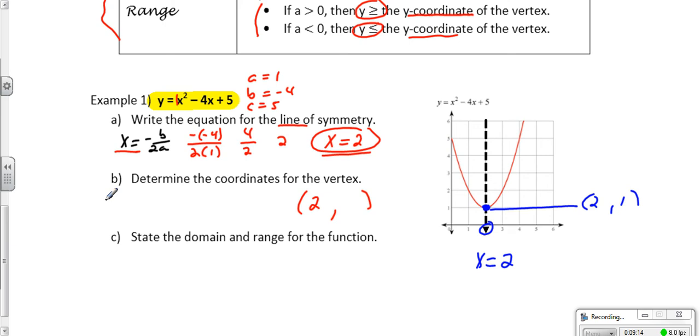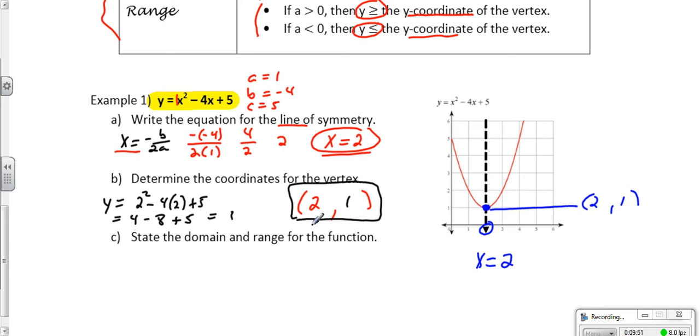we will get y equals 2 squared minus 4 times 2 plus 5. 2 squared is 4. 4 times 2 is 8 plus 5. 4 minus 8 is a negative 4. Plus 5 is 1. And that is our y value of the vertex. So knowing the line of symmetry will help us find the y value of the vertex. And once we have both of those, we have a coordinate that represents the vertex.